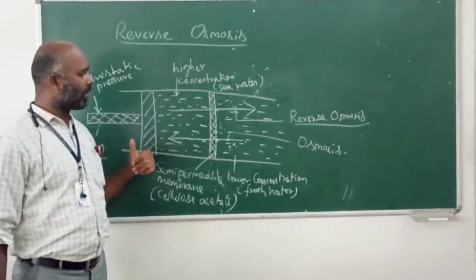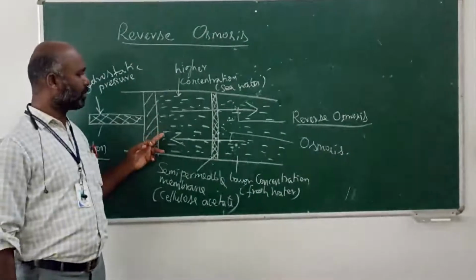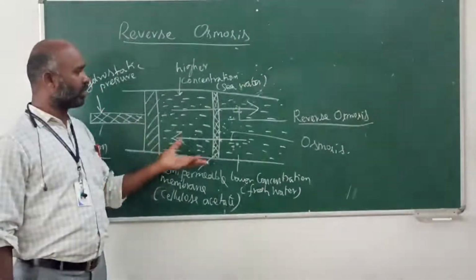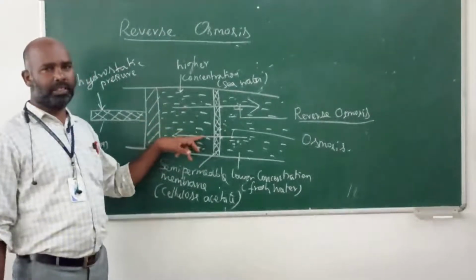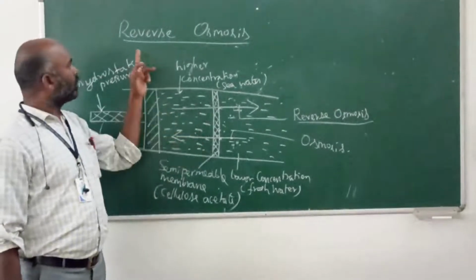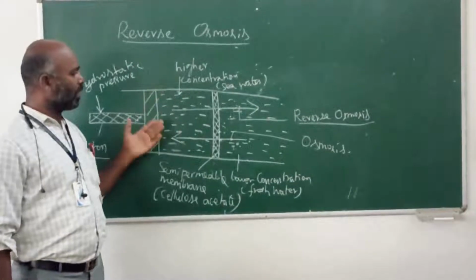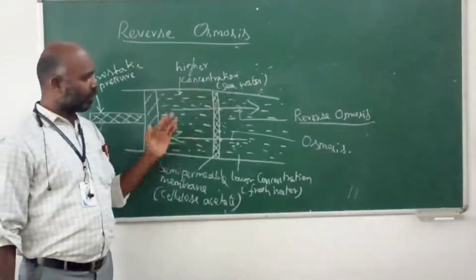So mainly water is purified by this reverse osmosis method. It is one of the cheapest methods compared to the ion exchange and zeolite processes. Using this reverse osmosis, we purify seawater into pure water or drinking water.